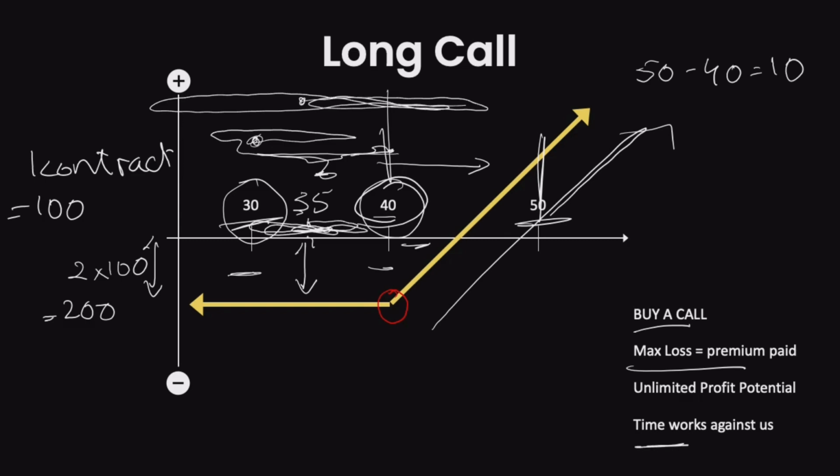Now, as time progresses, since time works against us, it negatively impacts the strategy. All options, as we mentioned before, have a limited lifespan, and as they approach expiration, their potential value diminishes, right? And at expiration, the strategy breaks even if the stock price equals the strike price plus the initial cost of the options contract. So this is where the break-even price is.